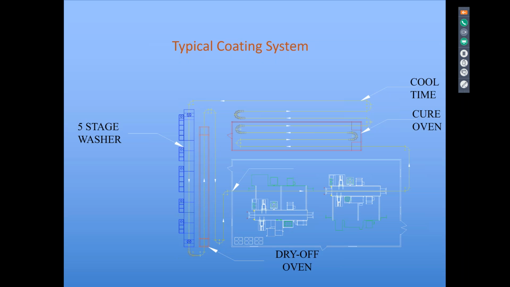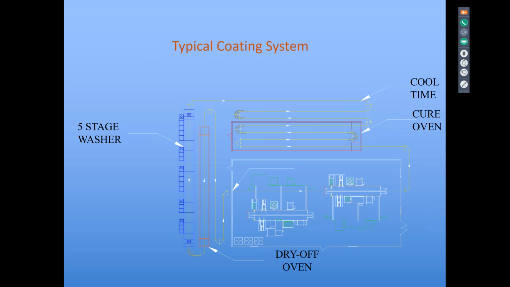Here's a typical coating system. You'll see there's a 5-stage wash system beginning on the left. Next to it is the dry-off oven. One thing we really need to consider after the dry-off oven is cool down time for the parts once they exit the oven, before they go into the powder coating operation.